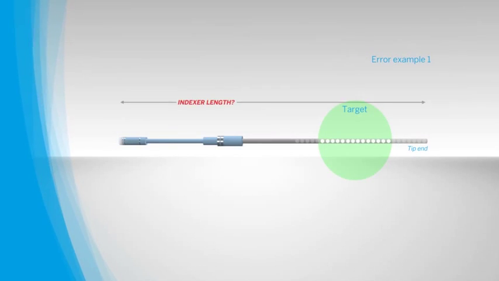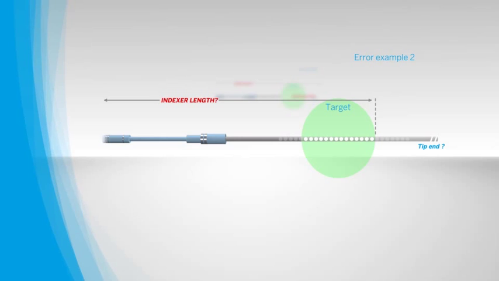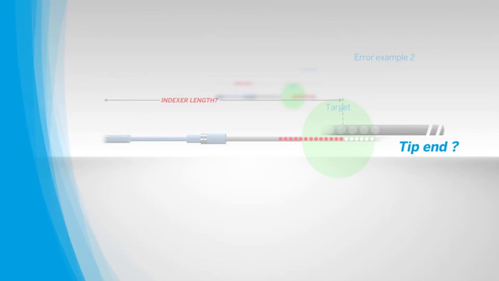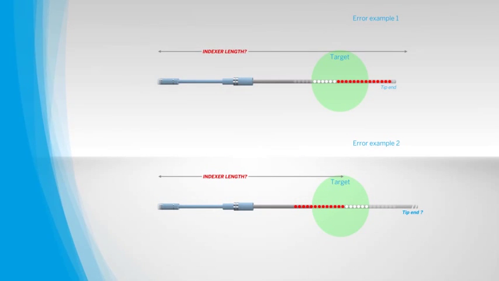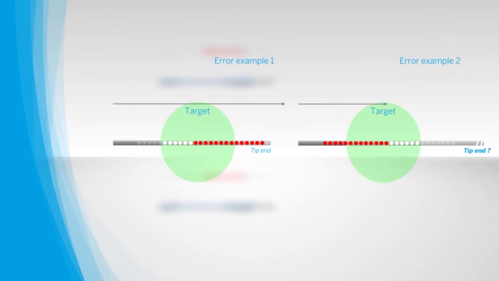Common mistakes include typing mistakes, errors during the calculation of the indexer length, incomplete reconstruction of the catheter, the marker is set too short, or the tip of the catheter is not visible in the image dataset. These mistakes have a direct impact on the dose distribution, as these illustrations clarify. The dose distribution doesn't cover the target area accurately and is no longer conformal.